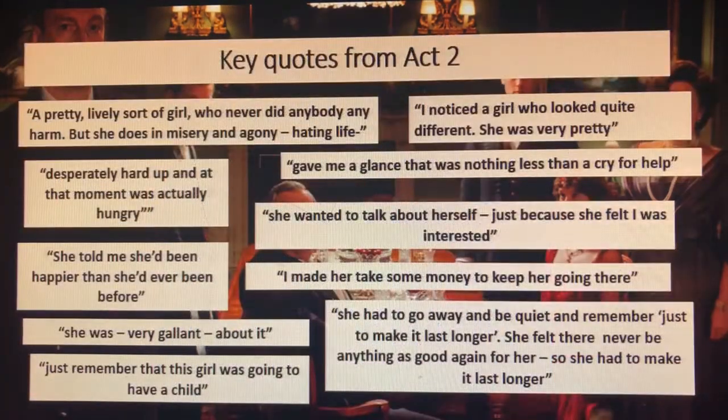Key quotes then from Act 2. You've got quite a contrast there between the way Eva is acting and the way Gerald is acting. It's quite rare that she's mentioned by name. It's always she rather than Eva or Daisy. And you notice one of the longer quotes from Gerald there in the bottom right. She had to go away and be quiet and remember just to make it last longer. This is possibly one of the saddest lines of the play, as we find out she was briefly happy with Gerald before he walked out on her because his friend's rent was up and he no longer had accommodation to keep her.